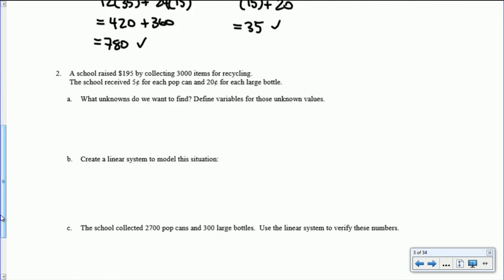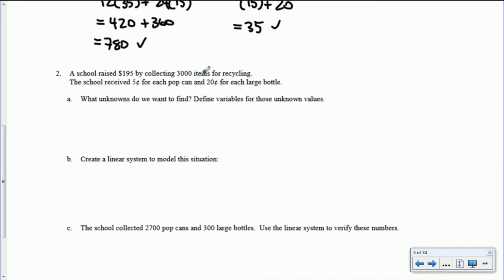Okay, let's look at another example. A school raised $195 by collecting 3,000 items for recycling. They received 5 cents for each pop can and 20 cents for each large bottle. So what unknowns do we want to find? Define variables for those unknown values.